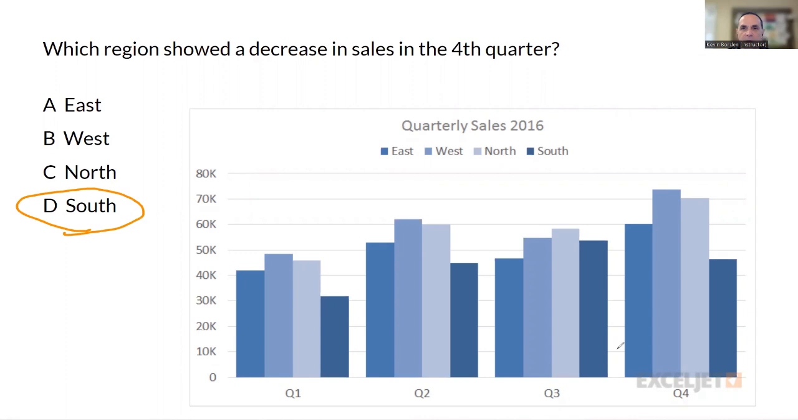But the key takeaway here is, in order to know that, we needed to back up and consider where everybody was in the third quarter. Otherwise, we couldn't know whether it was a decrease in the fourth quarter.